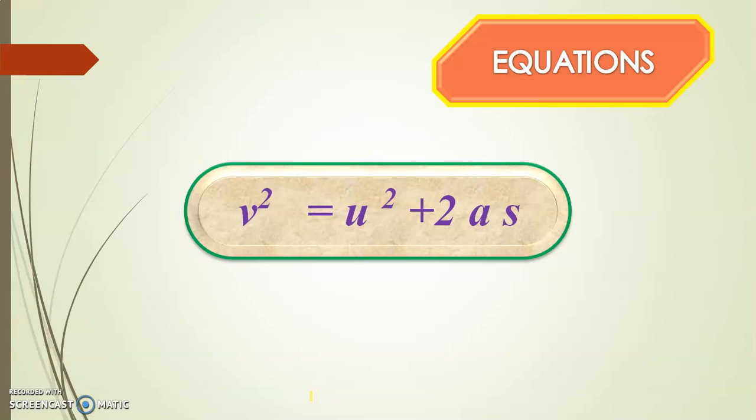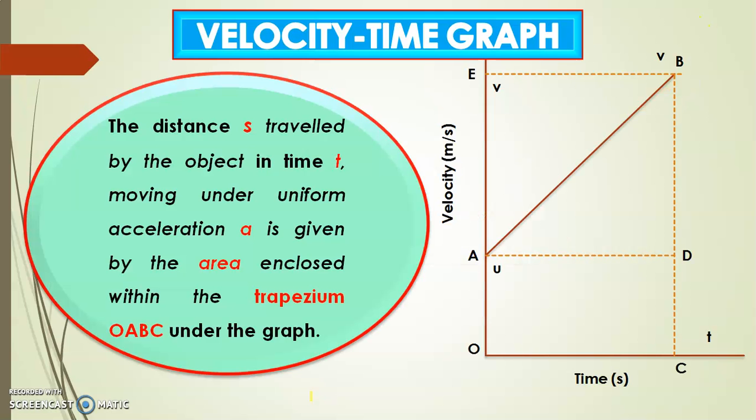Now we will find the second equation of motion, that is V square is equal to U square plus 2AS. Here again we will find the relation between initial velocity and final velocity in which acceleration is constant. We will use the same velocity-time graph and again calculate the area of the trapezium. But here, rather than dividing the trapezium into two portions, a triangle and a rectangle, we will use the direct formula for the area of a trapezium.